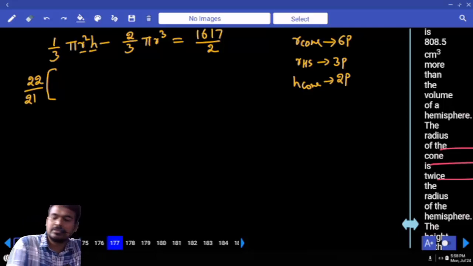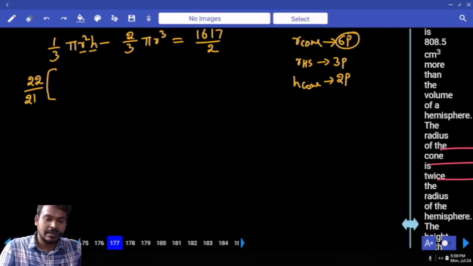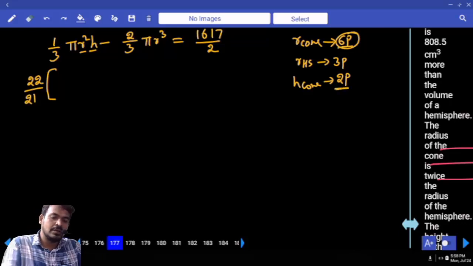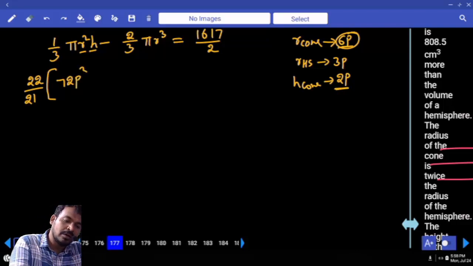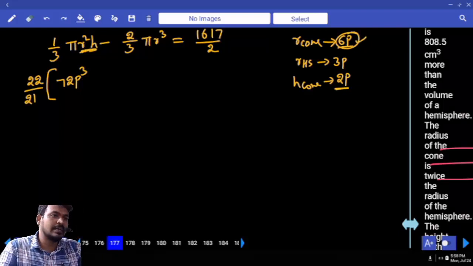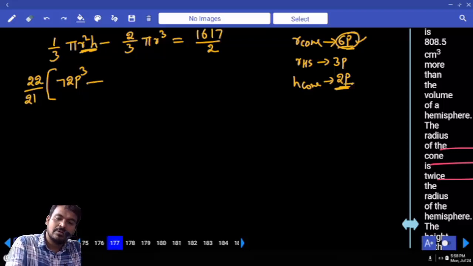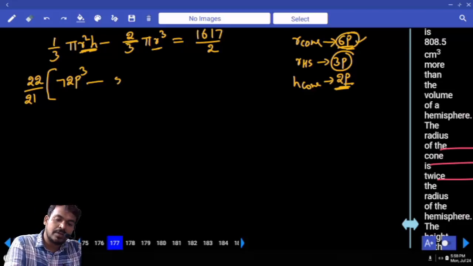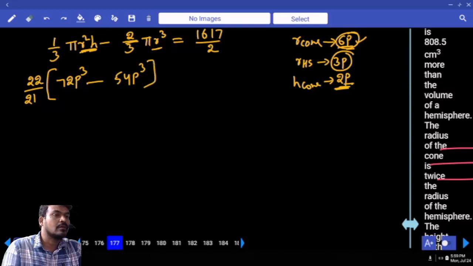Substitute the values. What is r square into h? The r value here is 6 parts, and 6 parts square is 36, into 2 parts, total 72 parts cube. Minus 2 into r cube. The radius of the hemisphere is 3 parts. 3 parts cube is 27 parts cube, into 2 times, that will be 54 parts cube. That is equal to how much?